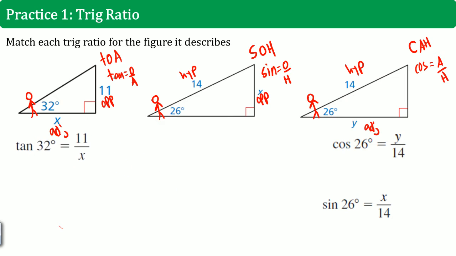That is our TOA, our tan. Tan 32 degrees is equal to opposite 11 divided by your adjacent of x. Then the middle one, which is your sine, SOH, is your sine of 26 degrees is equal to the opposite of x divided by 14.